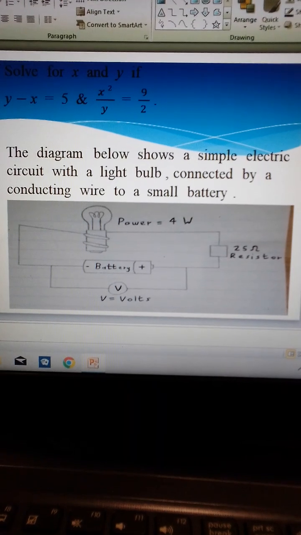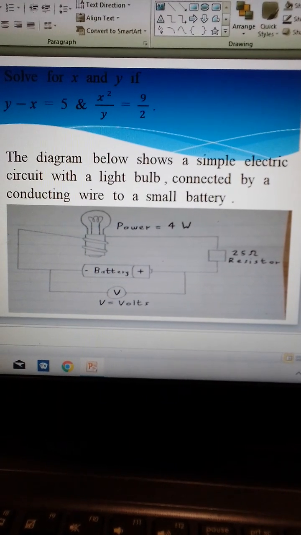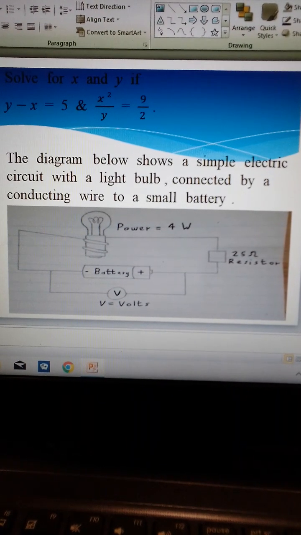Just in case you don't see, power is equal to 4 watts, then there's a 25 ohm resistor. Okay.